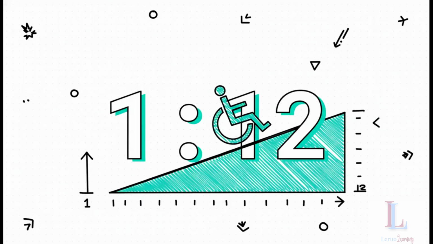And there it is, 1 to 12. This is the magic ratio, the maximum recommended gradient. So what on earth does that mean? Well, it's simple. For every 1 unit you go up, you have to go forward at least 12 units. A simple ratio with a huge impact.